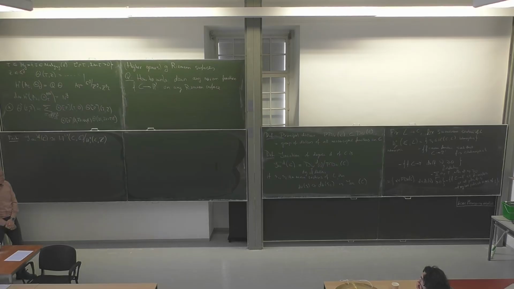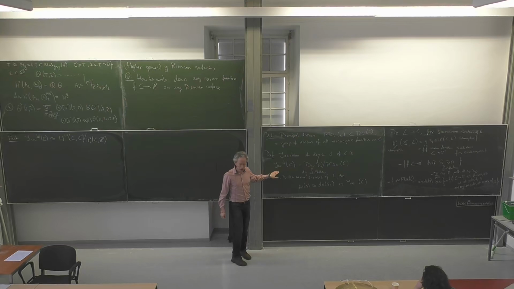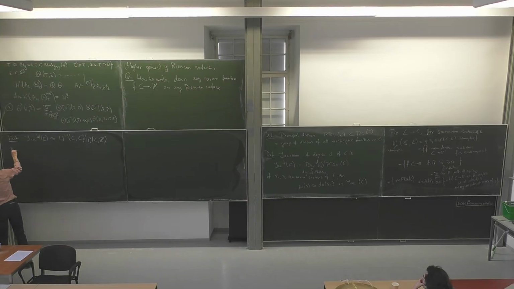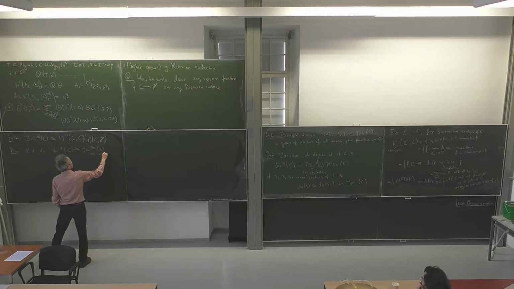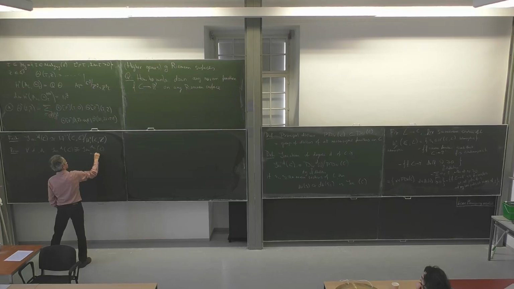So all degree D Jacobians are isomorphic to each other. So remark, for any D1, D2, the Jacobian of degree D1 of C is isomorphic to the Jacobian of degree D2 of C, non-canonically.